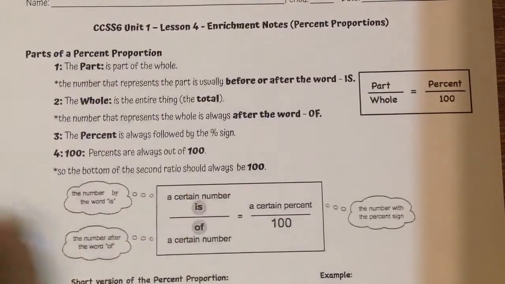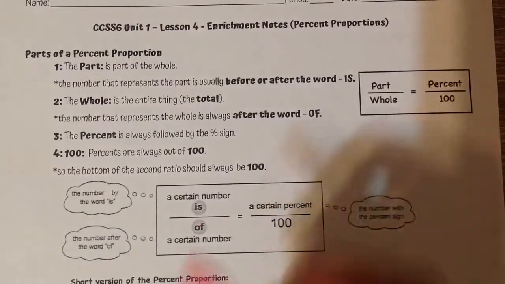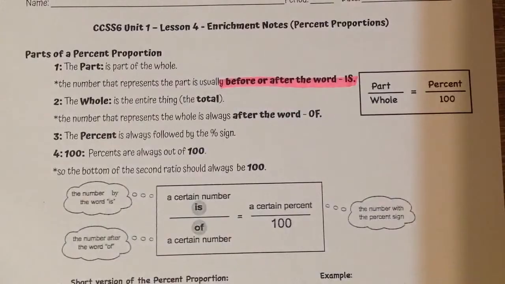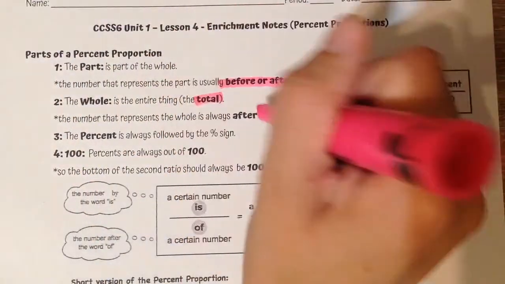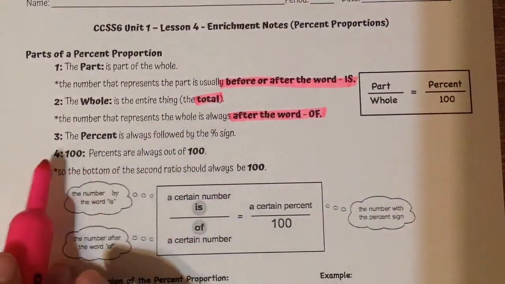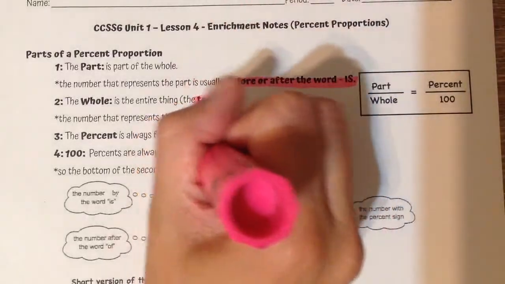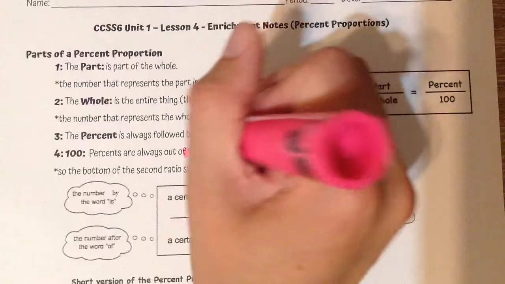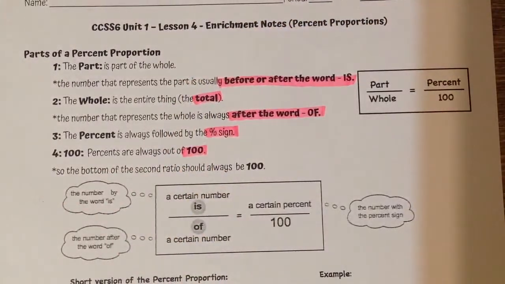The part, which generally speaking is either before or after the word is. We have the whole, that's the total, so that's important to note, and it's pretty much always after the word of. The percent we know is 100 because percent's always out of 100. Sorry, I skipped above that. And we have the percent sign for the percent. So either you're going to see the word percent or you're going to see the percent sign.